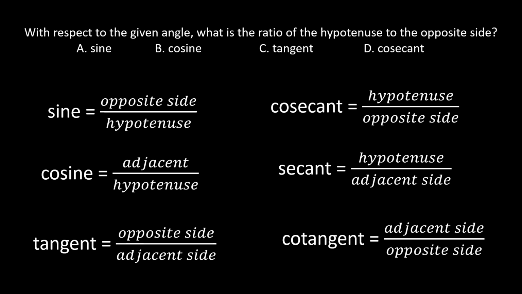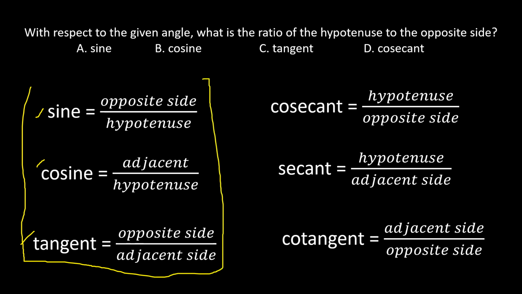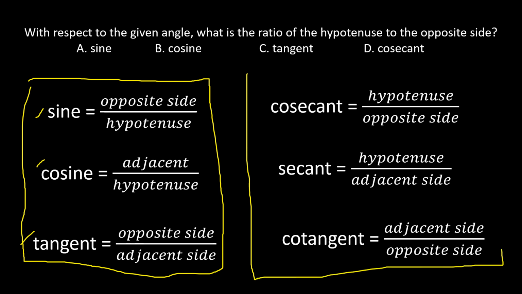the ratio of opposite side over the hypotenuse, the cosine, the ratio of adjacent side over the hypotenuse, and the tangent, the ratio of opposite side over the adjacent side. So these first three trigonometric ratios are the primary trigonometric ratios, and these last three here are the secondary trigonometric ratios because they are just the inverses of the first three.